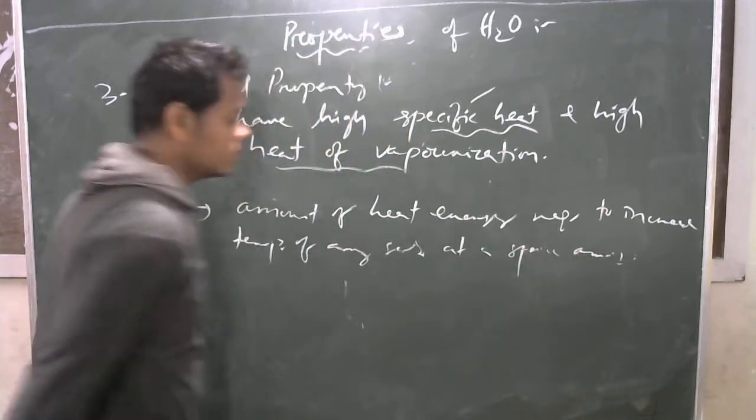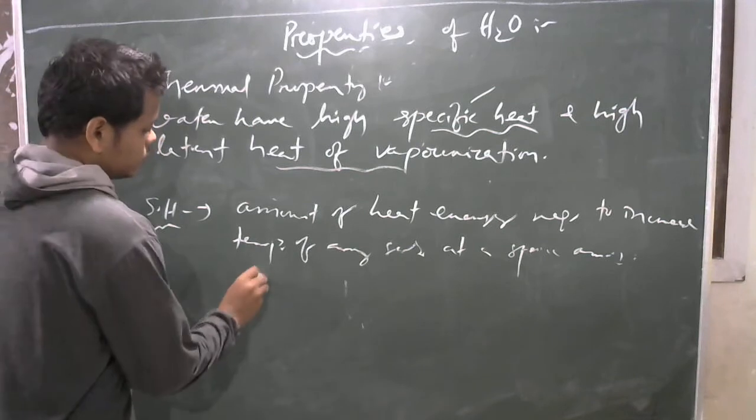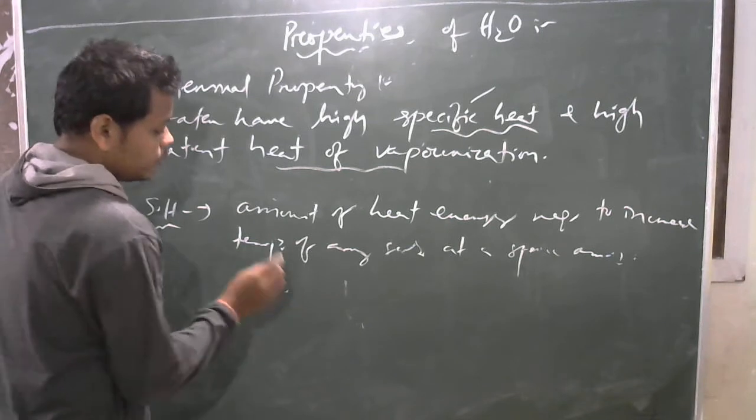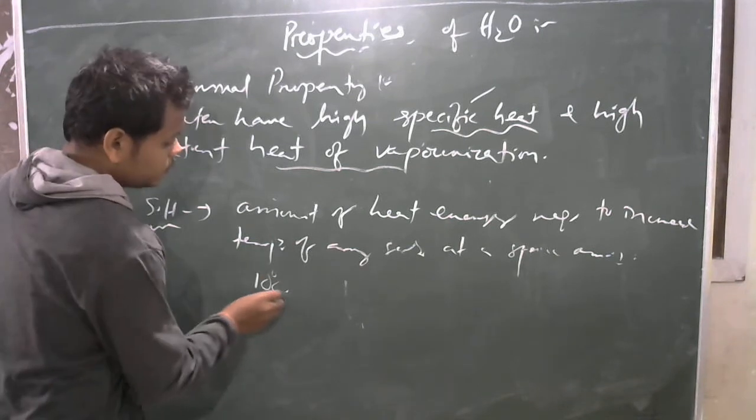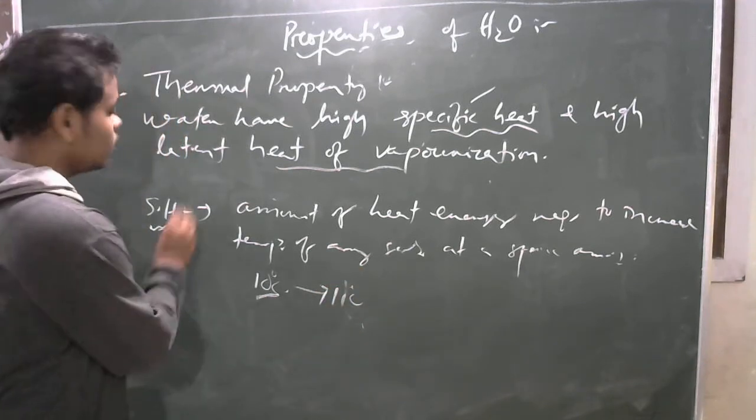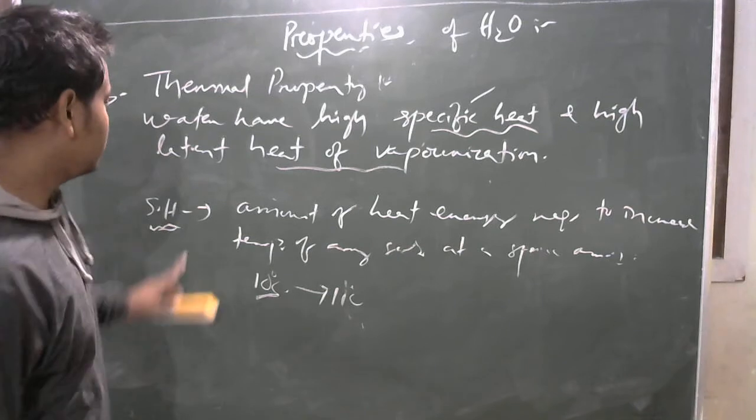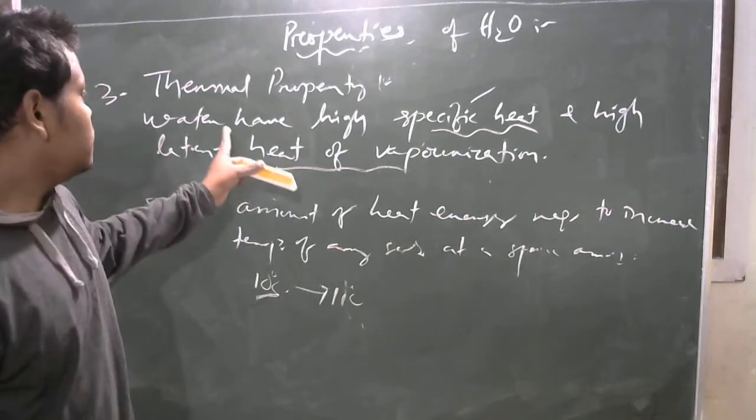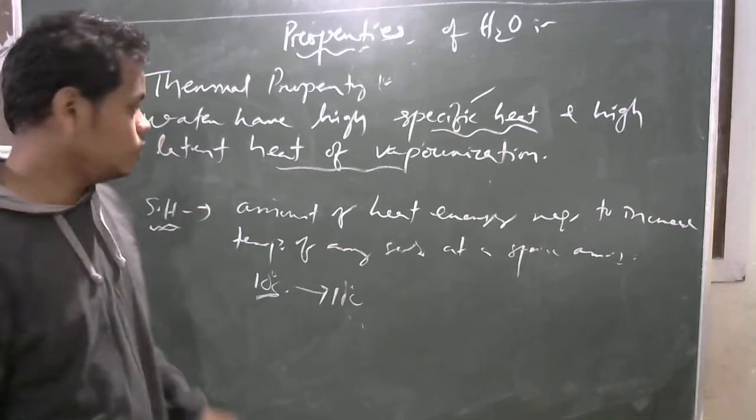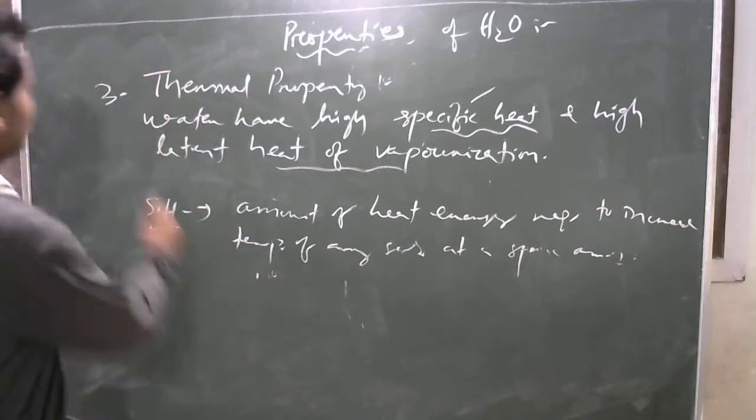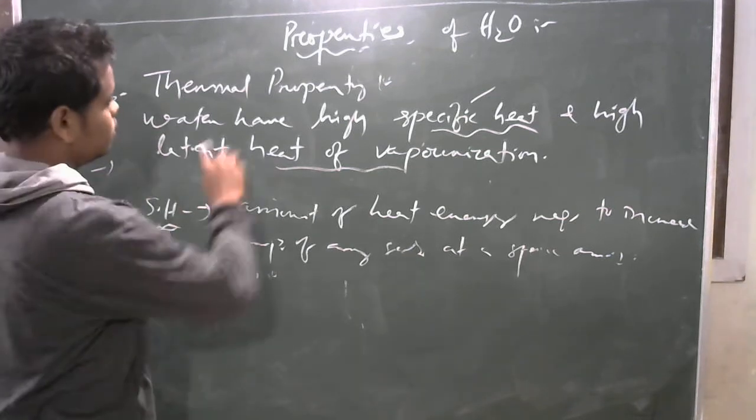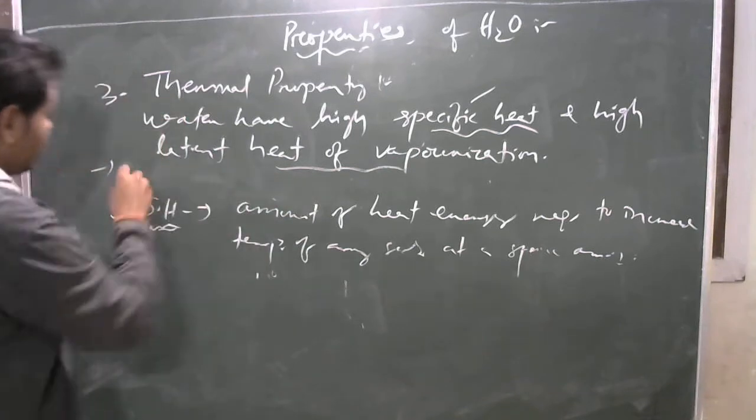Suppose the temperature of water is 10 degrees Celsius. The amount of heat energy required to increase the temperature of that water from 10 degrees Celsius to 11 degrees Celsius is called the specific heat. This is the specific heat, and we say that water has high specific heat. That means water has a high melting point and boiling point. This is for your knowledge, what specific heat is. In the property of water you will write what that means.